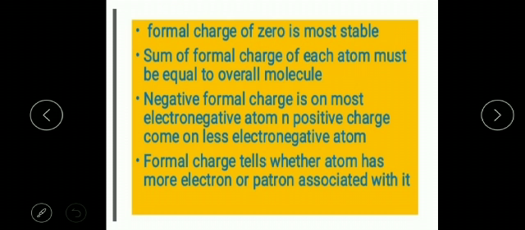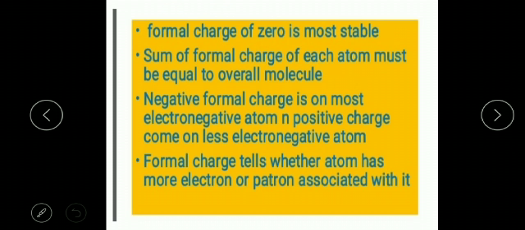does some reaction to nullify the charge, so it is unstable and highly reactive. But when the formal charge is 0, then the molecule need not do any reaction, so it is less reactive and stable. So for achieving stability, every molecule tends to acquire a formal charge of 0.